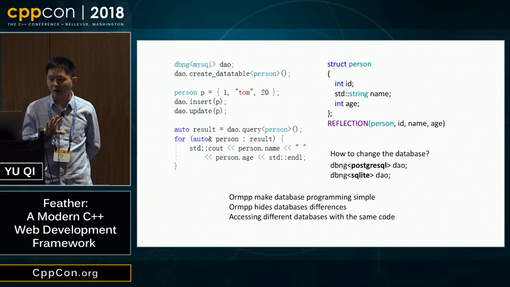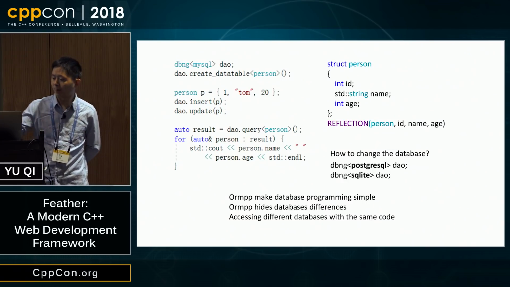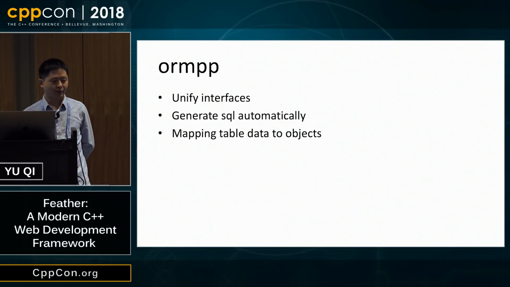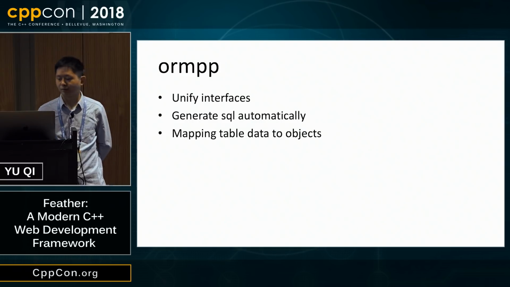Why can ORMpp do that? Because ORMpp provides a unified interface, so we can reuse the code. Okay, that is what ORMpp has done. Unify the interface, generate SQL automatically, and map table data to objects.